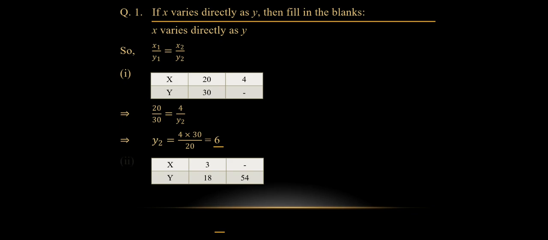Now in the second part, x and y. x1 is 3, y1 is 18. x2 we don't know, and y2 is 54. If it varies directly, it means x1 upon y1 equals x2 upon y2. So 3 upon 18 equals x2 upon 54. x2 is the missing term which we want to know. So here the x2 value is 3 into 54 upon 18, that is equal to 9.